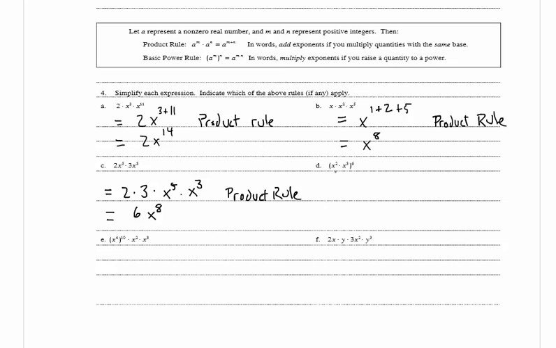In D, we have x squared times x cubed, all raised to the 6th. So the first thing we're going to want to do is use the product rule and multiply x squared times x cubed, which would give us x to the 5th, 2 plus 3, all raised to the 6th. So this step was the product rule. And now we have x to the 5th raised to the 6th. So now we're going to multiply the exponents. So we have x to the 5 times 6, which is equal to x to the 30. And here we use the power rule.